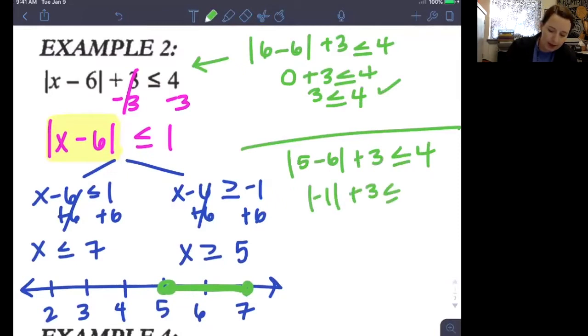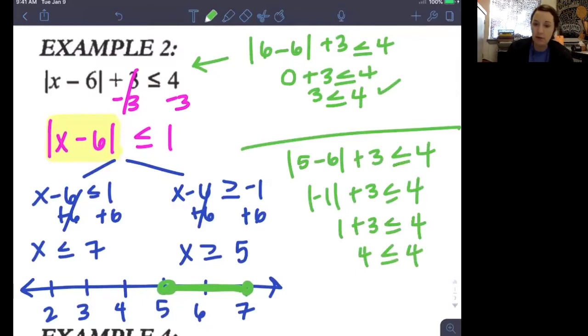And then we're going to take the absolute value of negative 1. 1 plus 3 is less than or equal to 4. Okay, 4 is less than or equal to 4. So previously, when the numbers were the same, I just had a regular less than symbol, so they could not be equal. Here, since I have that equal sign underneath, they can be equal, and it makes a true statement.